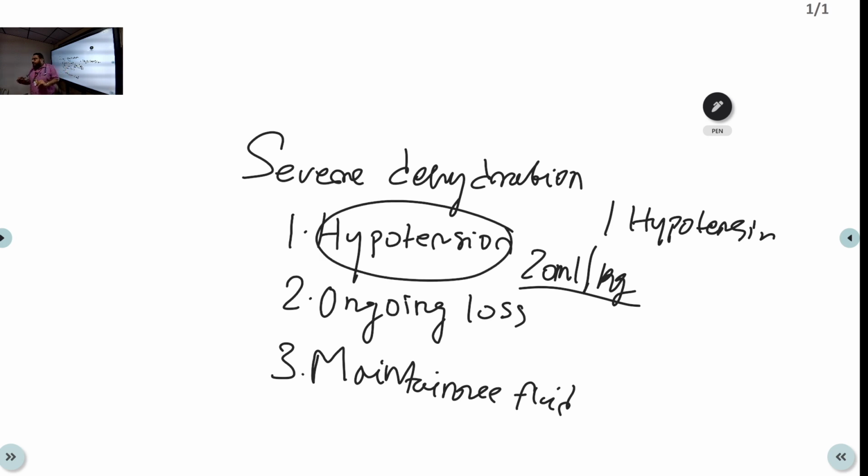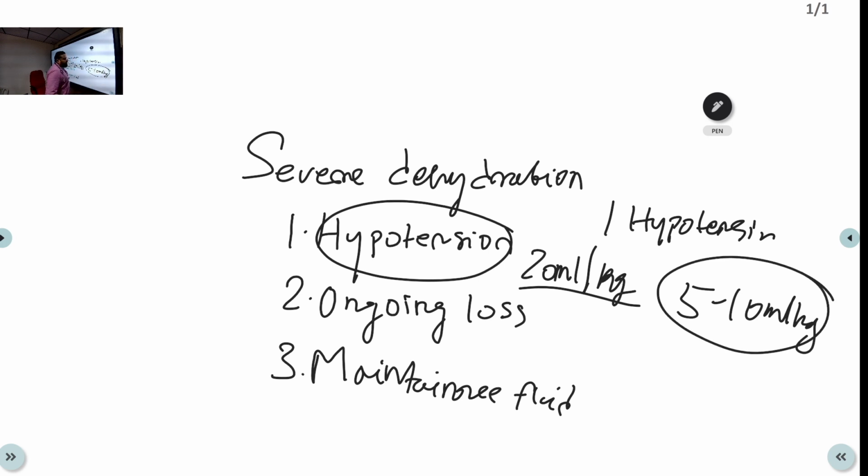One more thing: if the child has a cardiac issue, or you are not very sure whether the child has a cardiac issue, and you have a doubt in mind, then don't go for 10 or 20 ml per kg. You start with somewhere around 5 to 10 ml per kg for those children where there is a doubtful cardiac history or a possibility of cardiac failure.